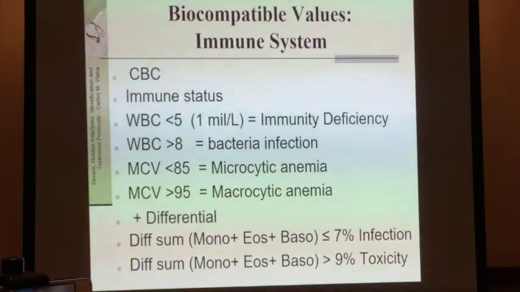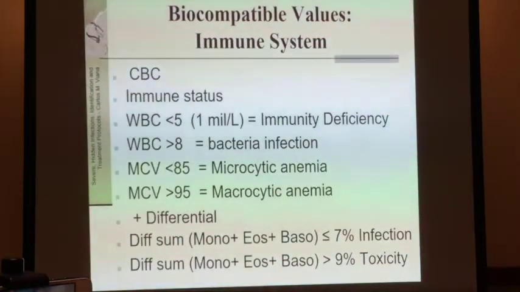Taking your differential, your eosinophils, basophils, and monocytes percentage, and adding them up, a healthy individual sum is going to be 8. When it's equal to 7 or less than 7, you know that there is an inflammatory response. And the further to the left you go, the smaller the number is, the more chronic it is.